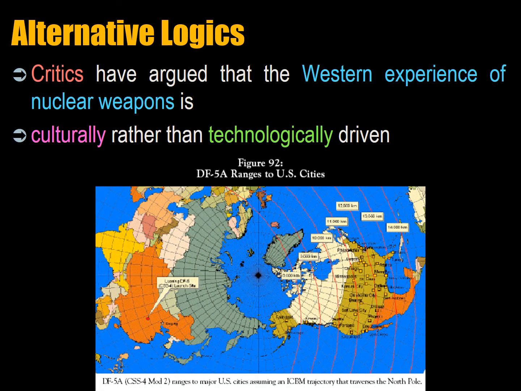Now, there are alternative logics. Critics from India and elsewhere have argued that the Western experience of nuclear weapons is culturally rather than technologically driven. Here you can see the ranges of the People's Liberation Army DF-5A and its range to US cities. It's actually the main and quite old ICBM that China built to target the US. It was actually deployed when China and the US were closest in terms of strategic alliances in 1981, which is rather peculiar.